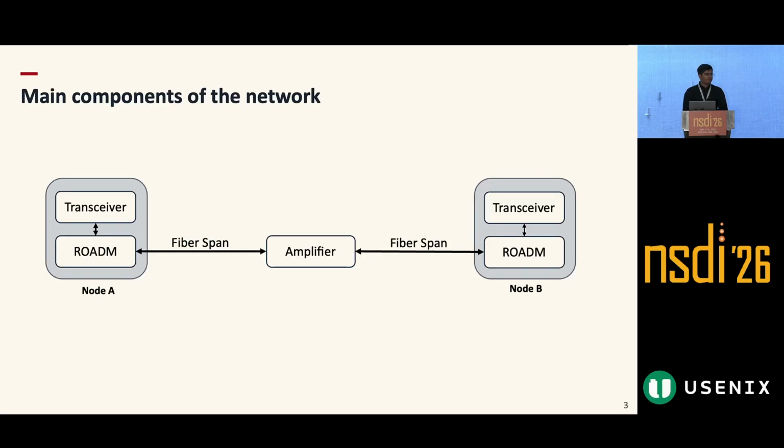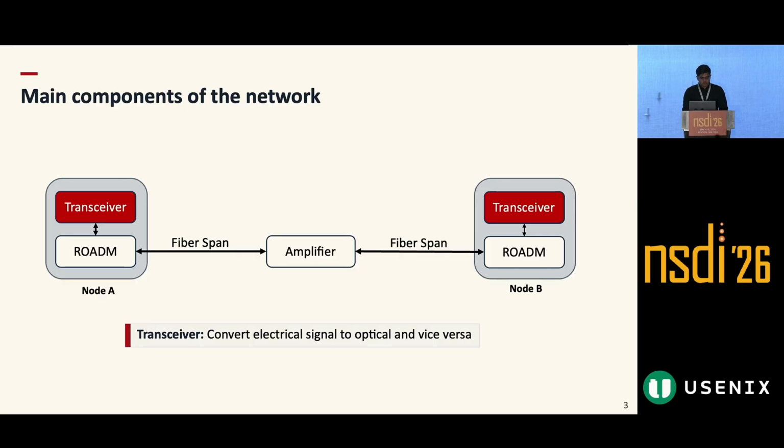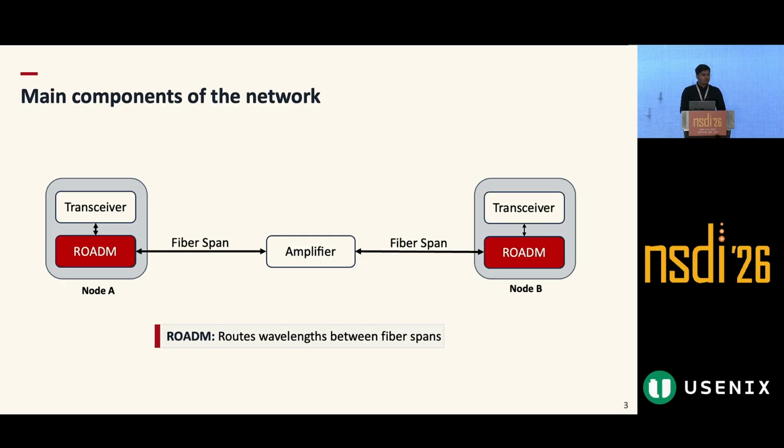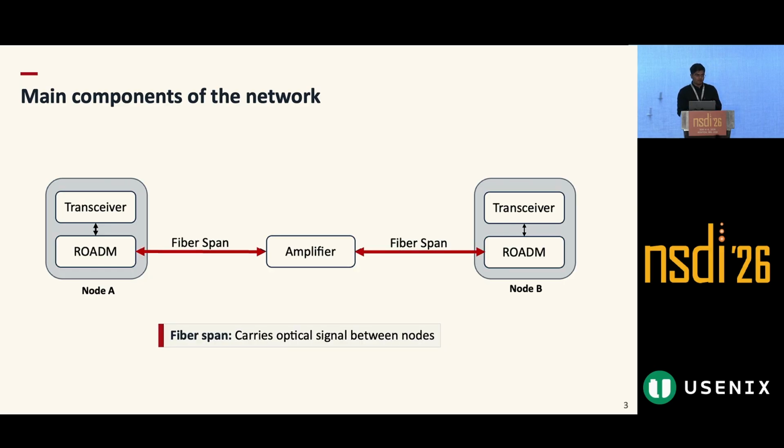So let's look at the main components of this network. Here we have node A and node B, which are connected through the main components of the network. Let's take a look at what all these components look like. First we have the transceiver, which converts the signal from the electrical domain to the optical domain, and on the receiver side, it converts it back from the optical domain to the electrical domain. Then we have ROADMs, which are like routers. They route wavelengths between different fiber spans. And then we have the fiber span, which carries the optical signal.